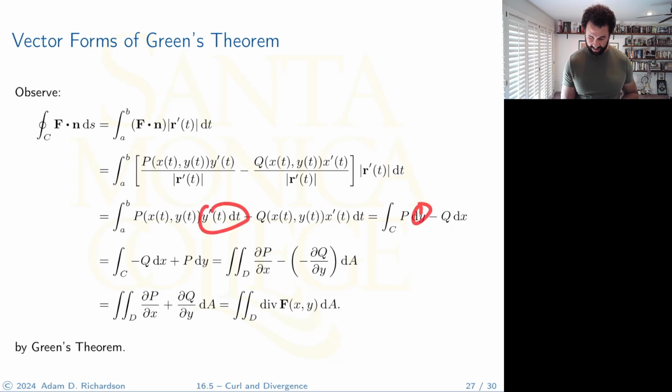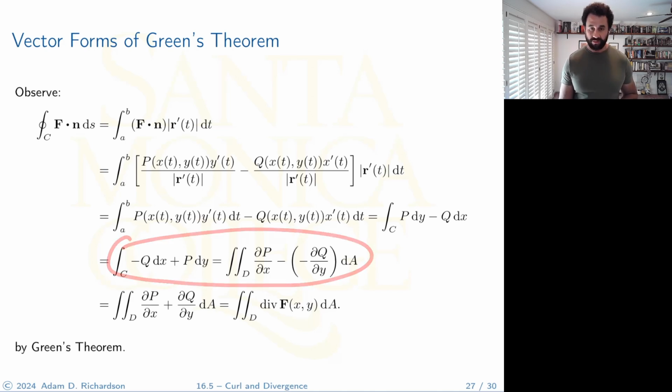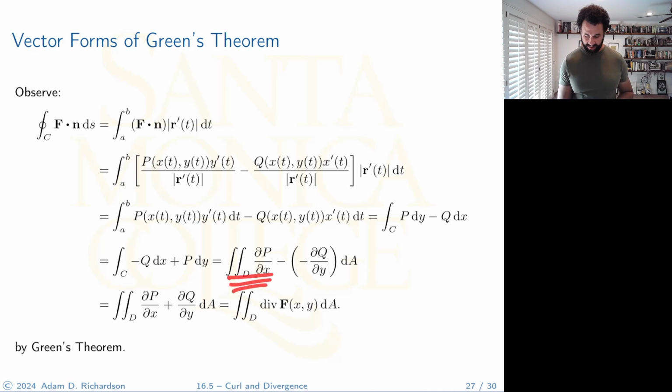This is dy and this is dx. Okay, now I'm just going to swap the order a little bit. So I'm going to move this over here and you get this. But check this out. By Green's theorem, we can rewrite this as a double integral. We can write this as this double integral right here. And then these negatives are going to cancel each other out. And then what you're left with is partial P partial x plus partial Q partial y, which is the divergence.